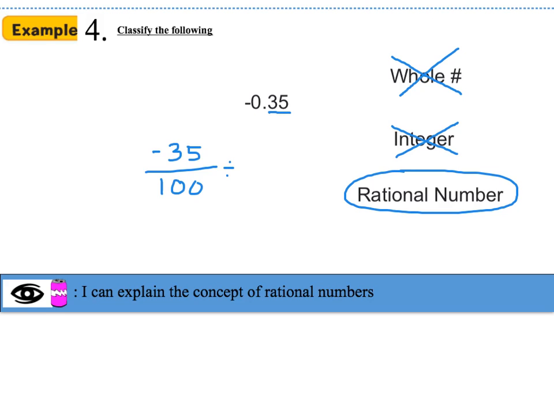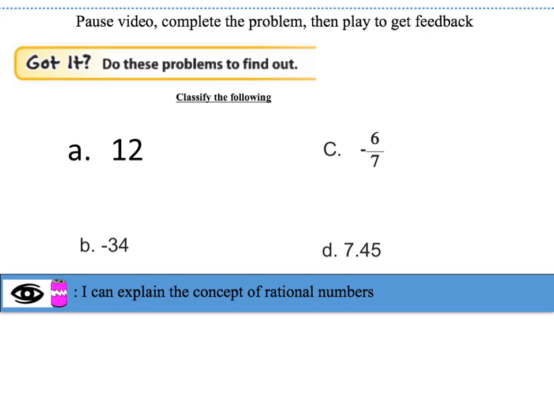And then we can reduce by dividing the top and bottom by 5. So our negative is going to stay the same. Our top numerator is becoming 7, and the bottom number becomes 20. So we just wrote negative 35 hundredths as a fraction. So we can only call it a rational number. So pause the video, complete these guided problems, and then play it back for some feedback.